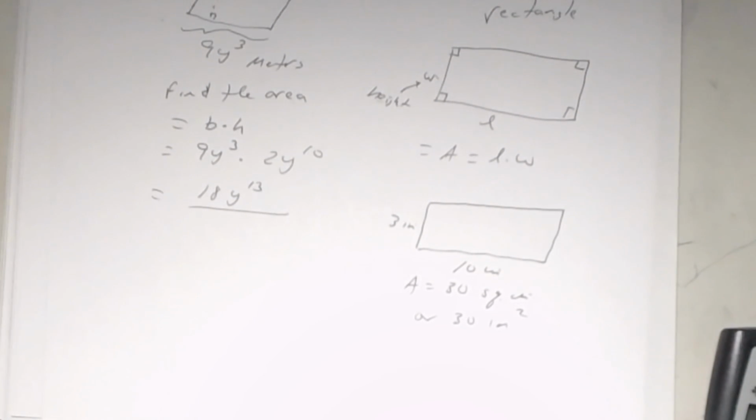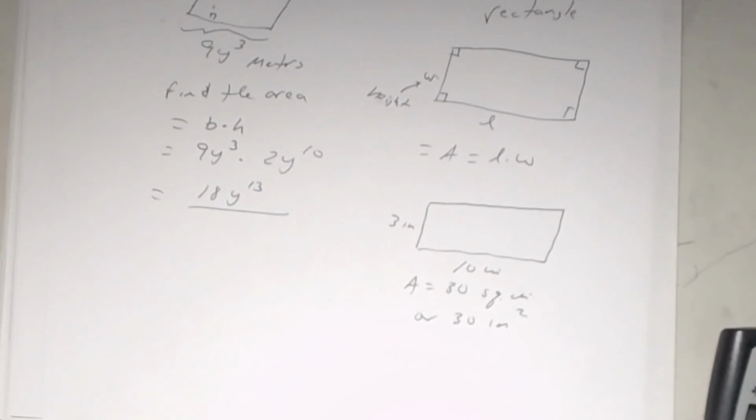Now, there are two ways you can remember why it is square inches and not just inches. Well, remember, you're multiplying, right? So inches times inches is inches squared.